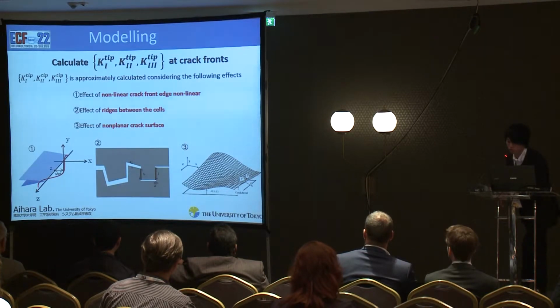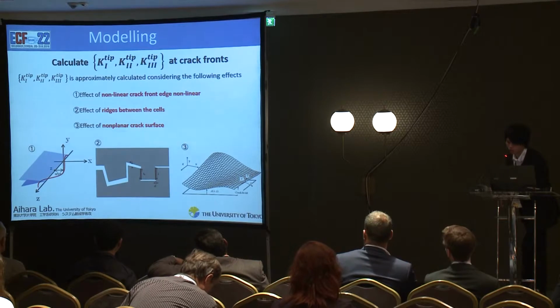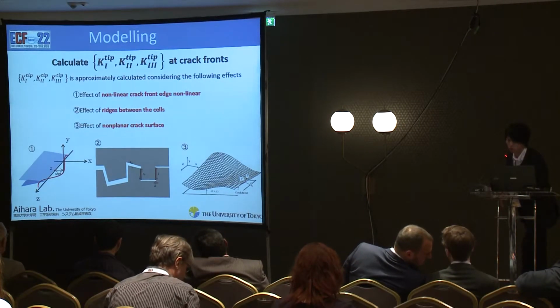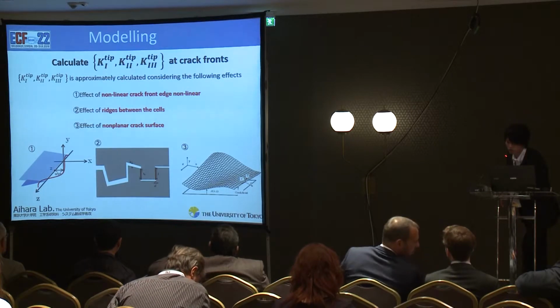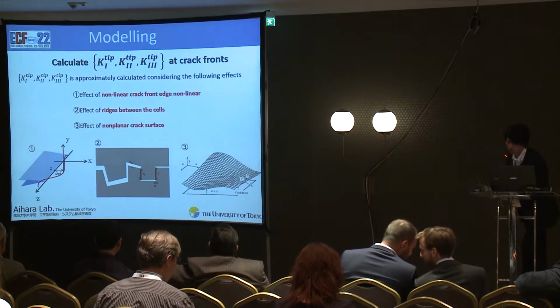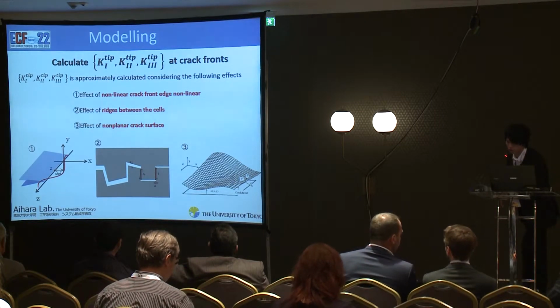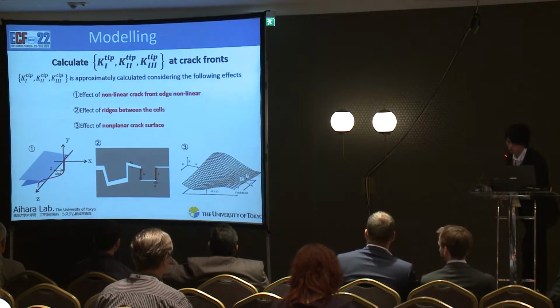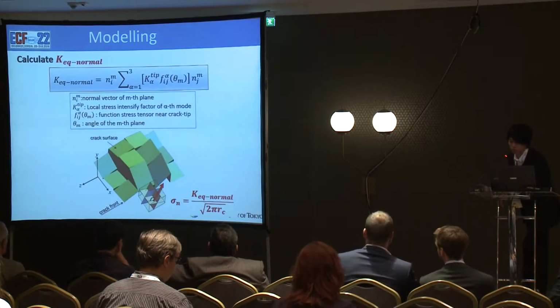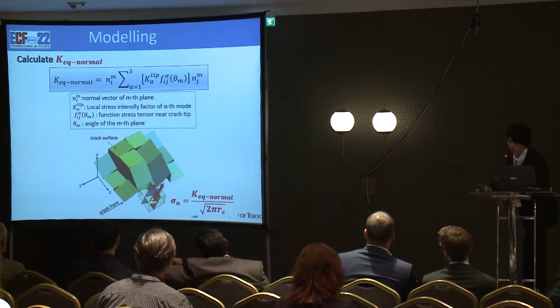K1 tip, K2 tip, K3 tip are approximately calculated considering three effects: the effect of crack front edge non-straightness, the effect of ridges between the cells, and the effect of crack surface being non-planar. The first effect is considered by using the equation developed by Rice. Ridges between the cells decrease the stress intensity factor at the crack front. The third effect is considered by using the equation developed by Yao. Using K1 tip, K2 tip, K3 tip, the model calculates K normal.